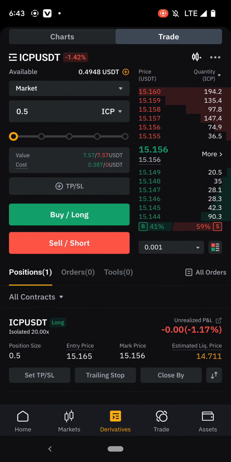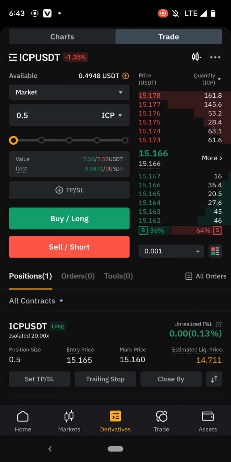And once you enter the market immediately, you are going to see this is the ICP that I just placed. You see ICP is on long, on the right hand side. You see the percentage profit that I'm making. In this bracket here, you are going to see 0.13%. It means I'm already making 0.13% profit on this particular trade. So you just need to allow it to run. And if maybe you are making about 20% profit, you can close.